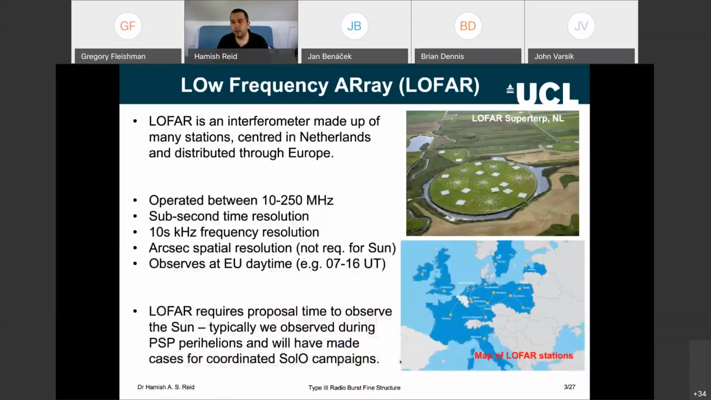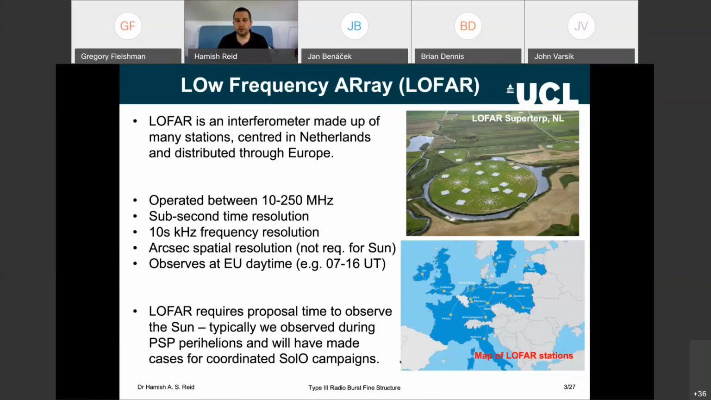A lot of the work that I'm going to be showing is using data from the Low Frequency Array. So I thought I'd introduce this for those who don't know about it. LOFAR is an interferometer made up of many stations, which is centered in the Netherlands, but is spread all across Europe. It observes between about 10 and 250 megahertz. And what's really great about it is the sub-second time resolution and the kilohertz frequency resolution that we get.